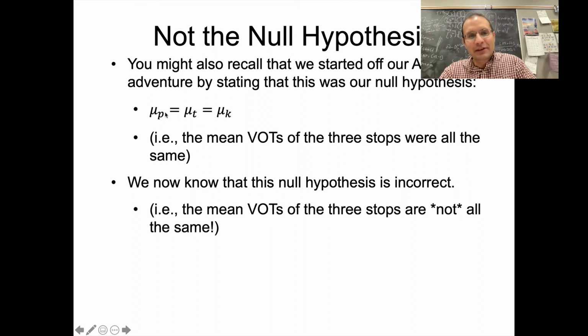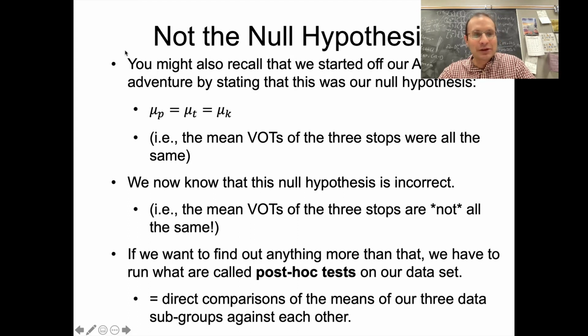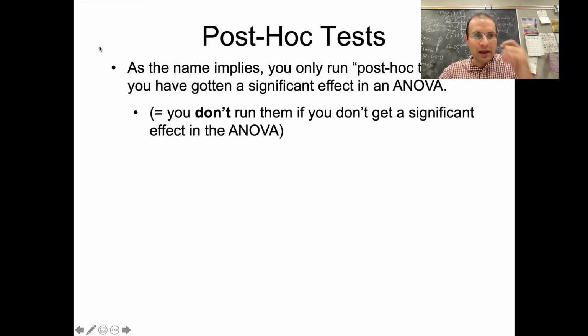But now we've got basically three combinations here that we can think of, and the way to figure out what's going on between them is to run what are called post-hoc tests. So if we want to find out anything more than the fact that these are not all equal, we have to run these post-hoc tests, which are direct comparisons of the means of our three data subgroups against each other to find out which ones are actually different and which ones are still potentially the same. So I'll show you how to do that. It's not super complicated. It builds on what we already know about running t-tests, basically.